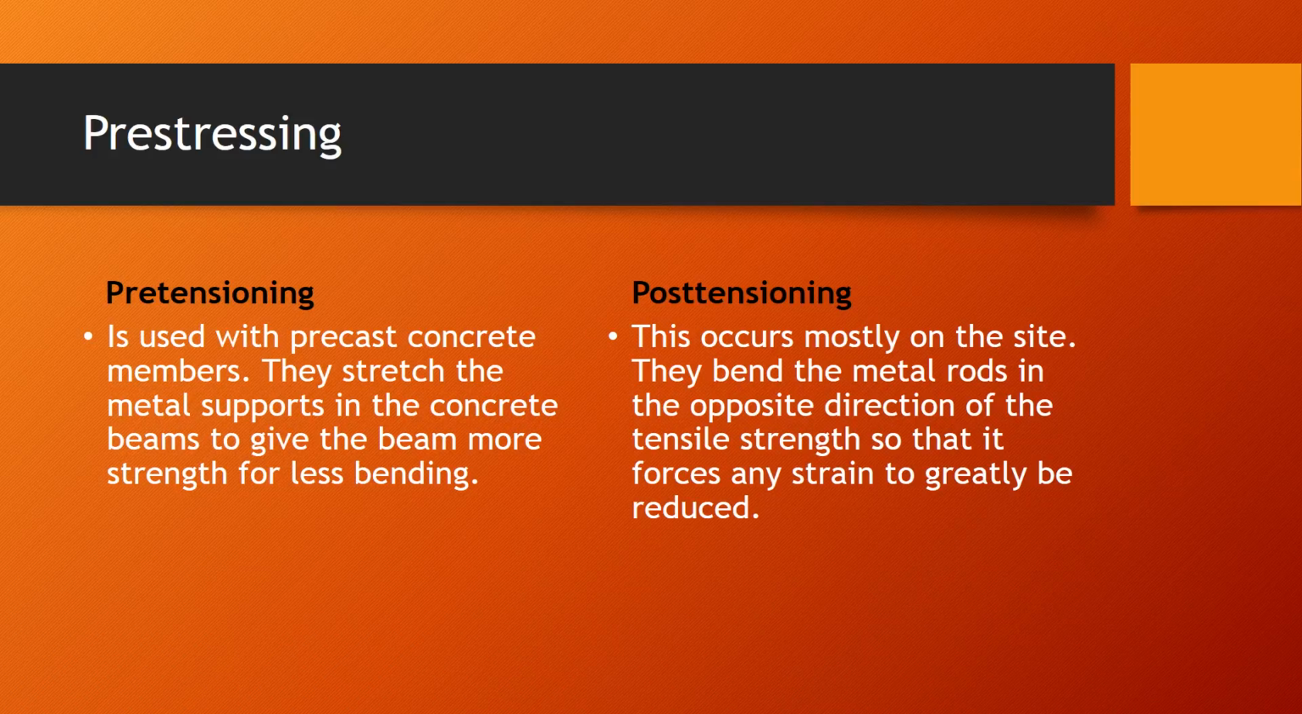Pre-stressing. Pretensioning is used with precast concrete members. They stretch the metal supports in the concrete beam to give the beam more strength for less bending. Post-tensioning. This occurs mostly on the site. They bend the metal rods in the opposite direction of the tensile force so that any strain is greatly reduced.